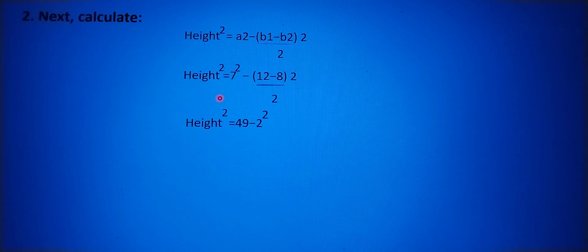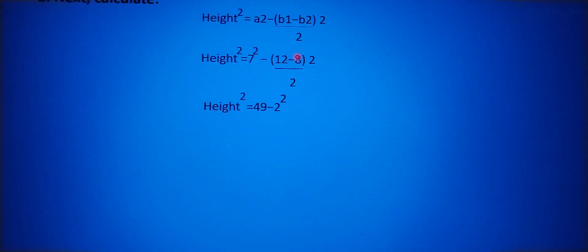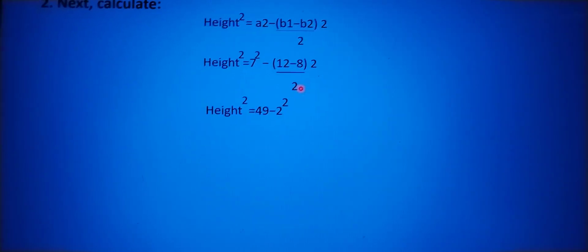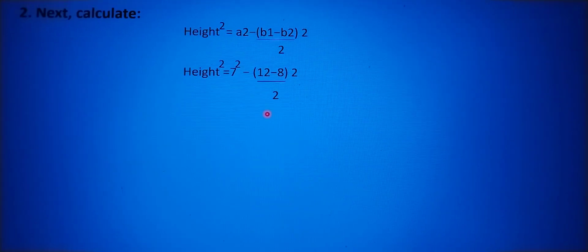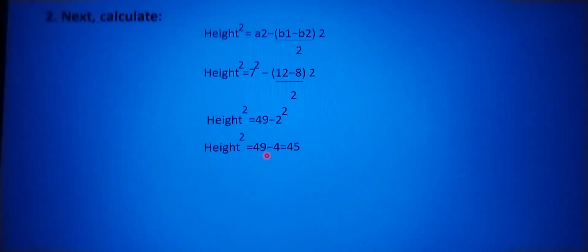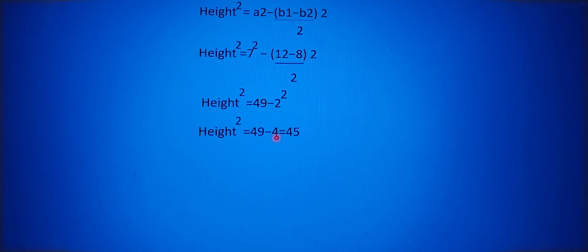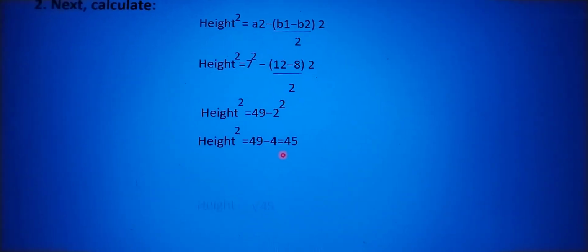So h squared, 7 squared means 49. And right here we have 12 minus 8, which is 4. 4 divided by 2 gives us 2, and 2 will be squared. Then h squared gives 49 minus 4, because 2 squared gives us 4, which is equal to 45.